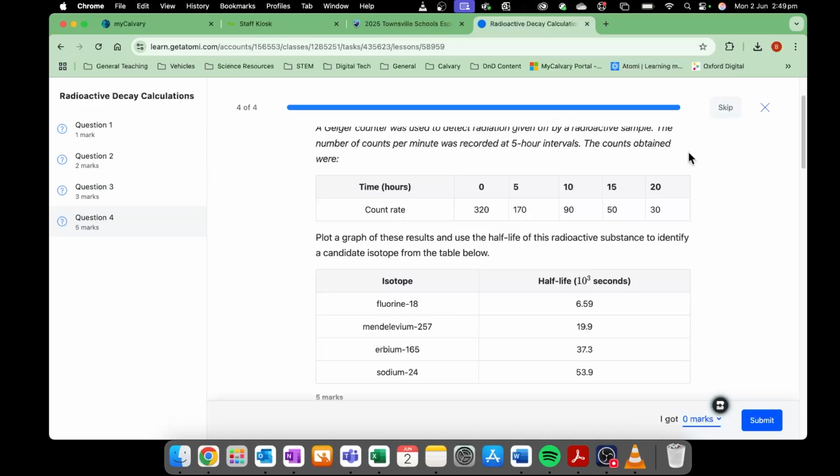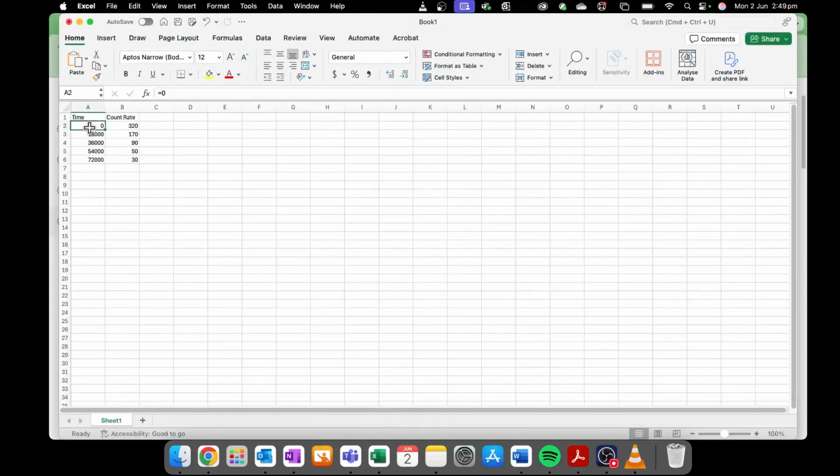So I've converted this to seconds to plot my graph, because that's what we're asked to do first, plot a graph of these results. Do it by hand or by Excel. I've done it in Excel, so here's my time in seconds now. Going from 0, 18,000, 36,000, 54,000, 72,000, and count rate. So we're going to turn that into a quick graph.